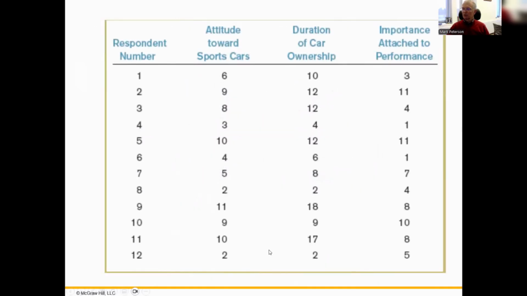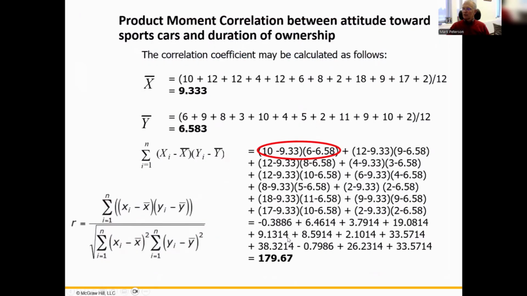So let's see how it plays out here. Here we've got attitude towards sports cars and duration of car ownership. We have a simple data set here, 12 people, and we'll just designate attitude towards sports cars as X and duration of car ownership as Y. So here we get the X bar term, 9.33, and the Y bar term, which is the sample mean value of Y, 6.583.